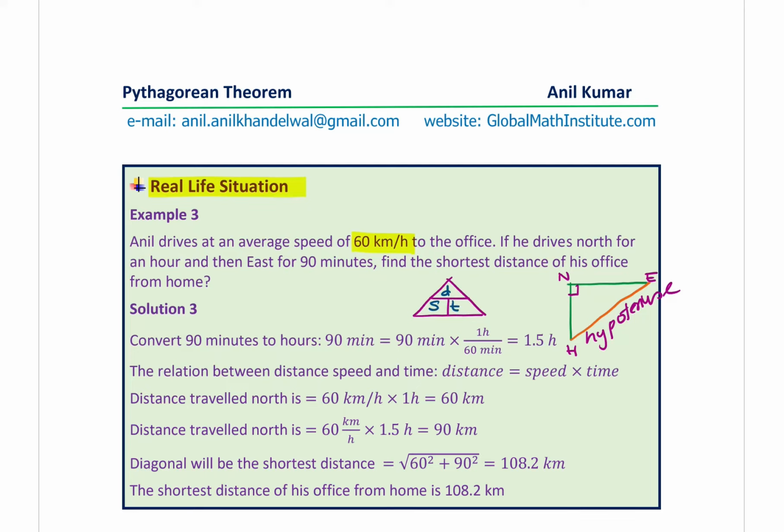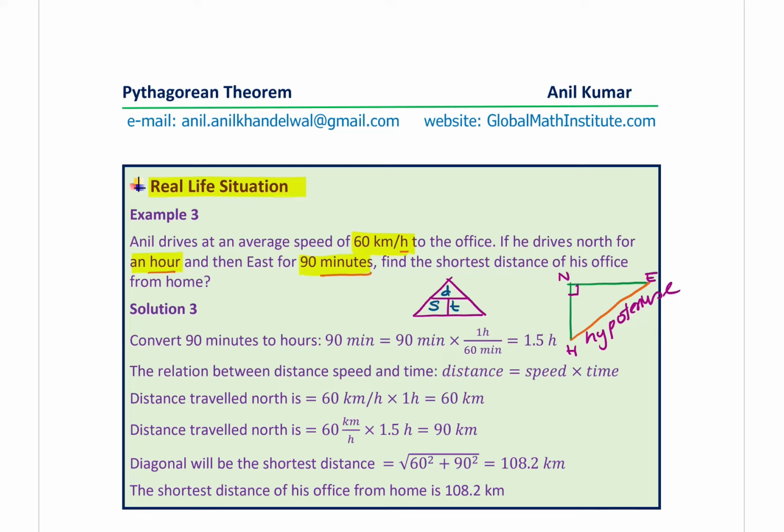That is important to understand. So to solve this question, we also notice that the speed is given as 60 kilometers per hour. If he drives north for an hour, that is okay. East for 90 minutes. So that means we are mixing up the units, minutes and hours. Do you see that? So we have to convert to one particular unit. A good idea is to convert minutes to hours, and that is a very good strategy while solving questions.